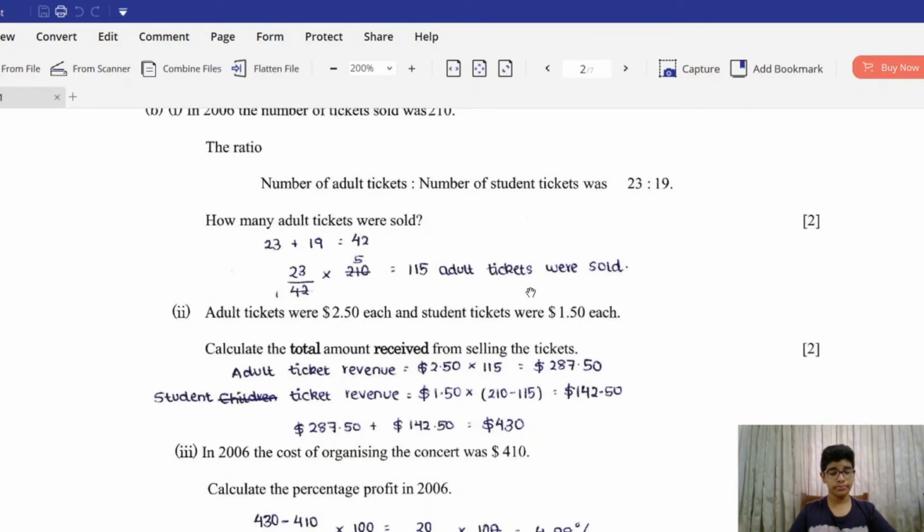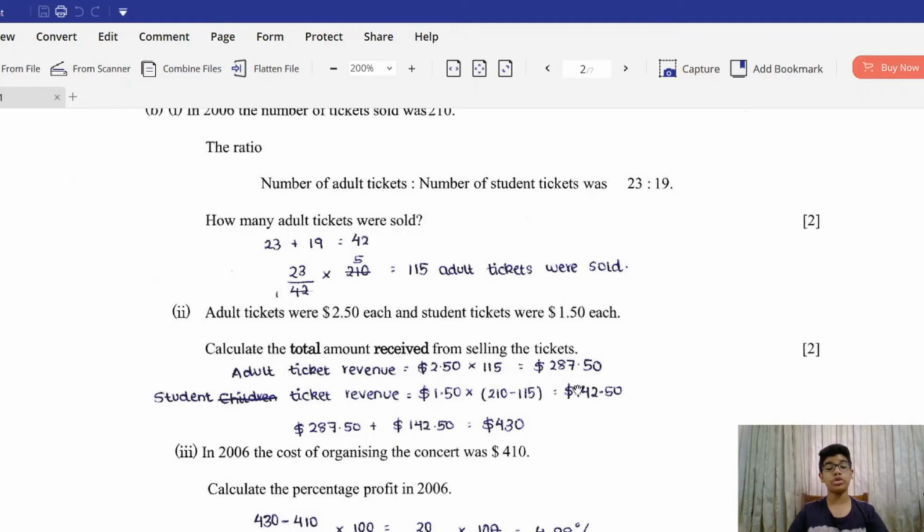So Roman 2. Adult tickets were $2.50 and student tickets were $1.50 each. So calculate the total amount received from selling the tickets. So now what we're going to do is we're going to try and calculate the revenue earned from adult tickets and the revenue earned from student tickets and add those two together. So to calculate the revenue earned for adult tickets, we're going to take the price per ticket, $2.50, multiplied by the number of tickets sold, 115. That is basically taken from the previous question. So 2.5 times 115 is $287.5. That's the total amount received from just selling adult tickets.